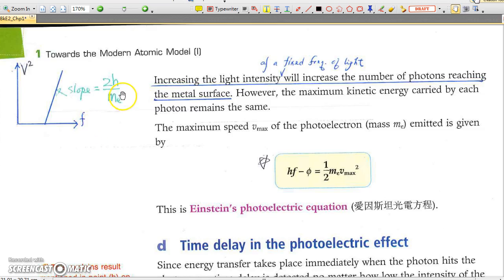But then in that case, the slope is 2h over m_e. How did I know this? Because v squared comes from v squared in this equation, and then f comes from here. And then you may rearrange the 2 and the m_e to the left hand side, and then you will see the slope is 2h over m_e.